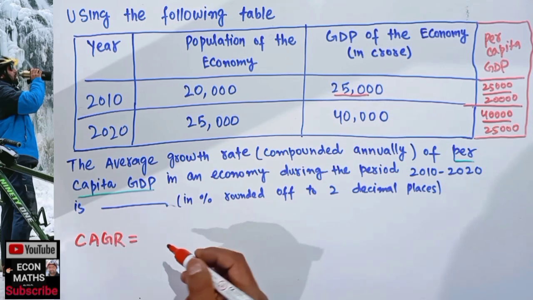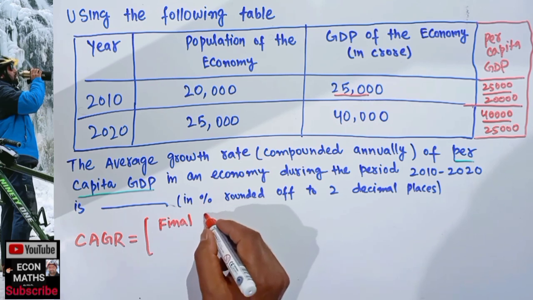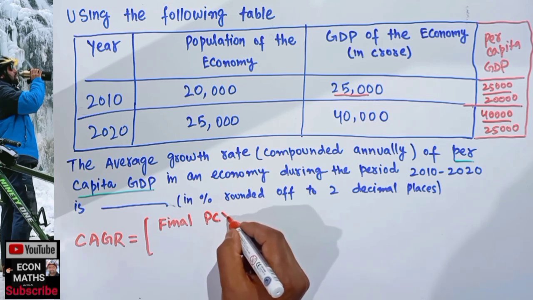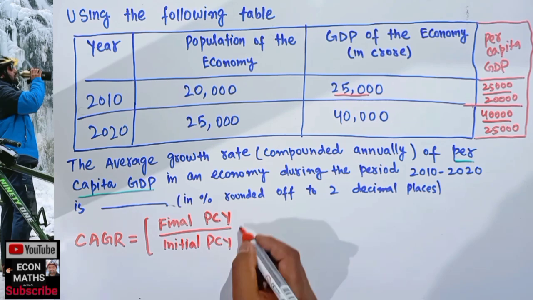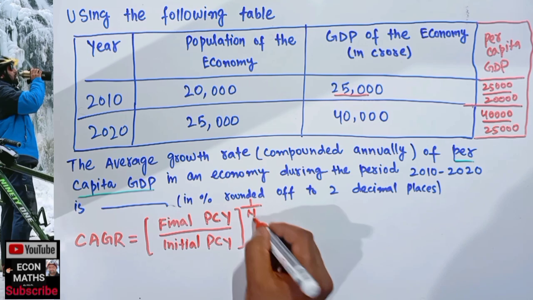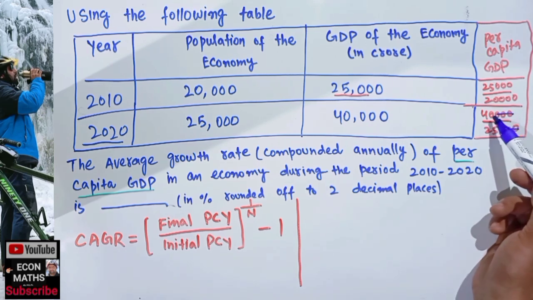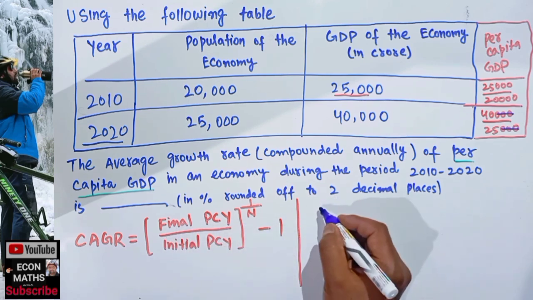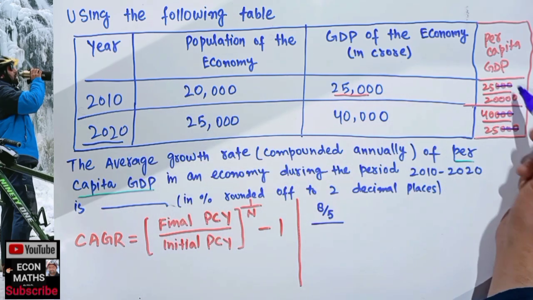That is simply given by the formula: the final per capita GDP, let's denote it by PCY, divided by the initial per capita GDP, raised to the power 1 divided by the number of years, minus 1. This is the formula, a simple thing. So the final per capita GDP, the per capita GDP in 2020, is 40 upon 25, which comes out to be 8 divided by 5. Divided by the initial per capita GDP in 2010.